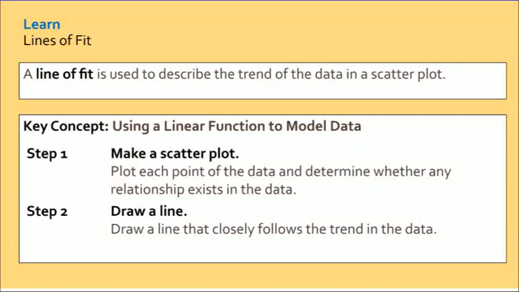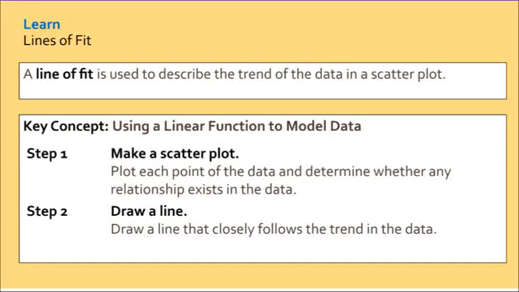First, you need to make a scatter plot. So you collect the data and then you put them on a coordinate plane, on each point of the data, and determine whether there's a relationship existing between the data. And then you draw a line, and the line closely follows the trend line.